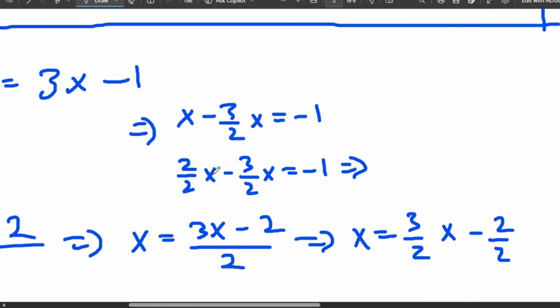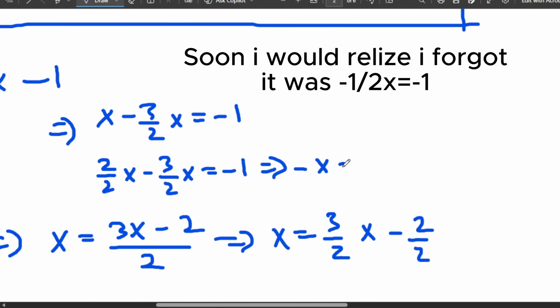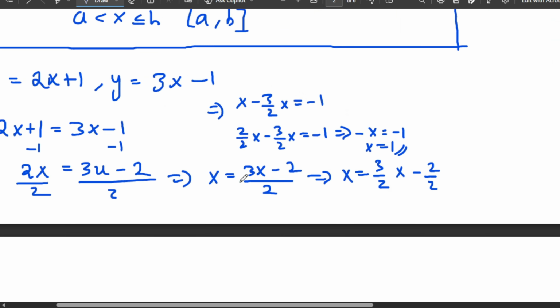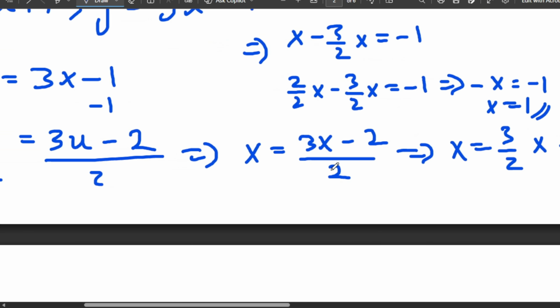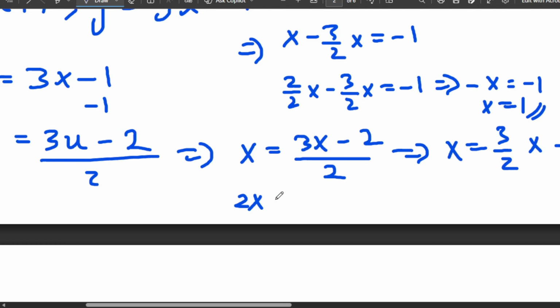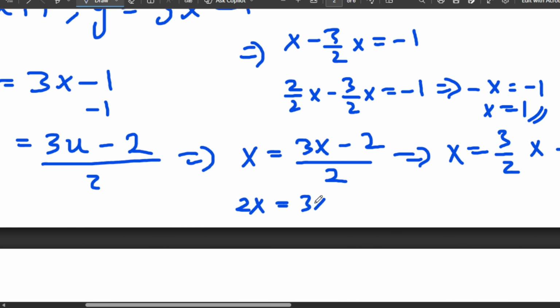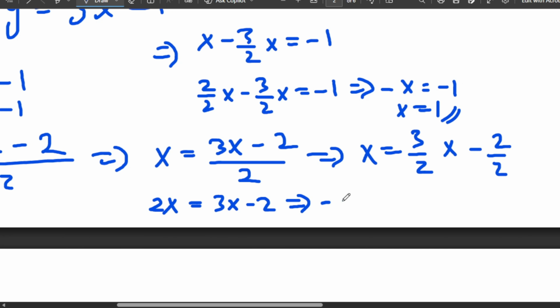That means negative x would be negative 1, so x must be 1. Okay. A faster way would be this: we multiply by 2 on both sides, which gives 2x equals 3x minus 2. That implies if we subtract 3x on both sides, we have minus x equals negative 2.